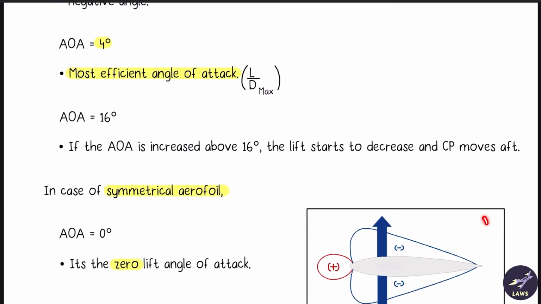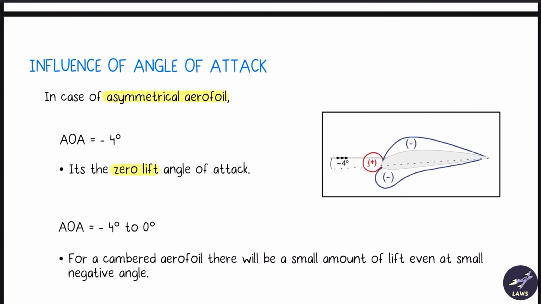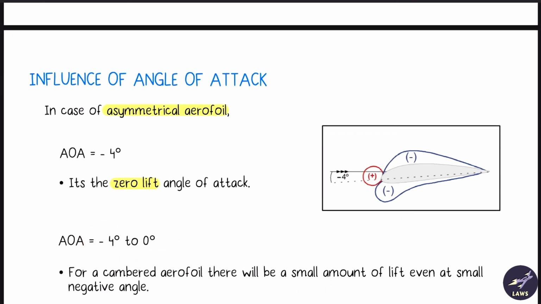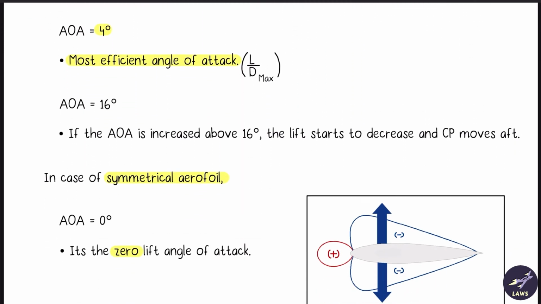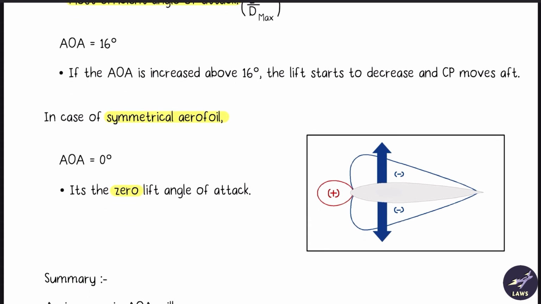This is a symmetrical aerofoil. In the case of that, at 0 degrees, you will get 0 lift. That was not the case with the asymmetrical aerofoil. You were getting some amount of lift even at negative angles of attack. So that is the benefit here. But then again, both of them, symmetrical and asymmetrical, are used for different purposes.